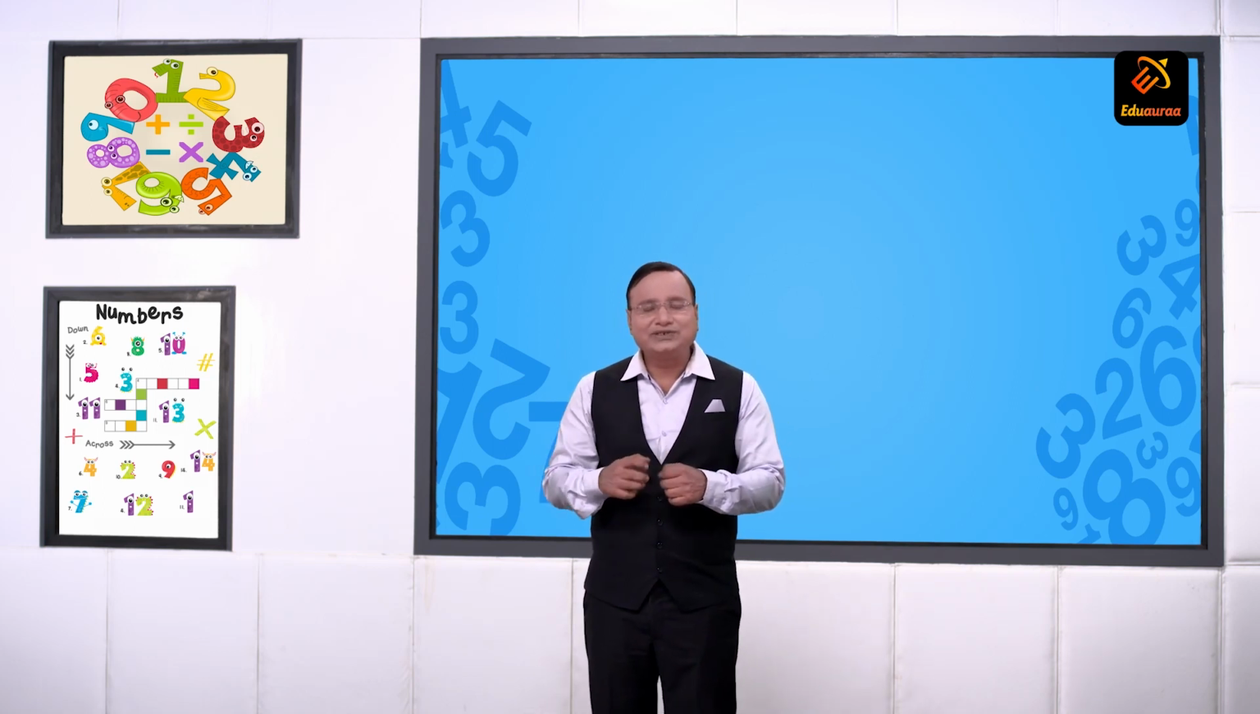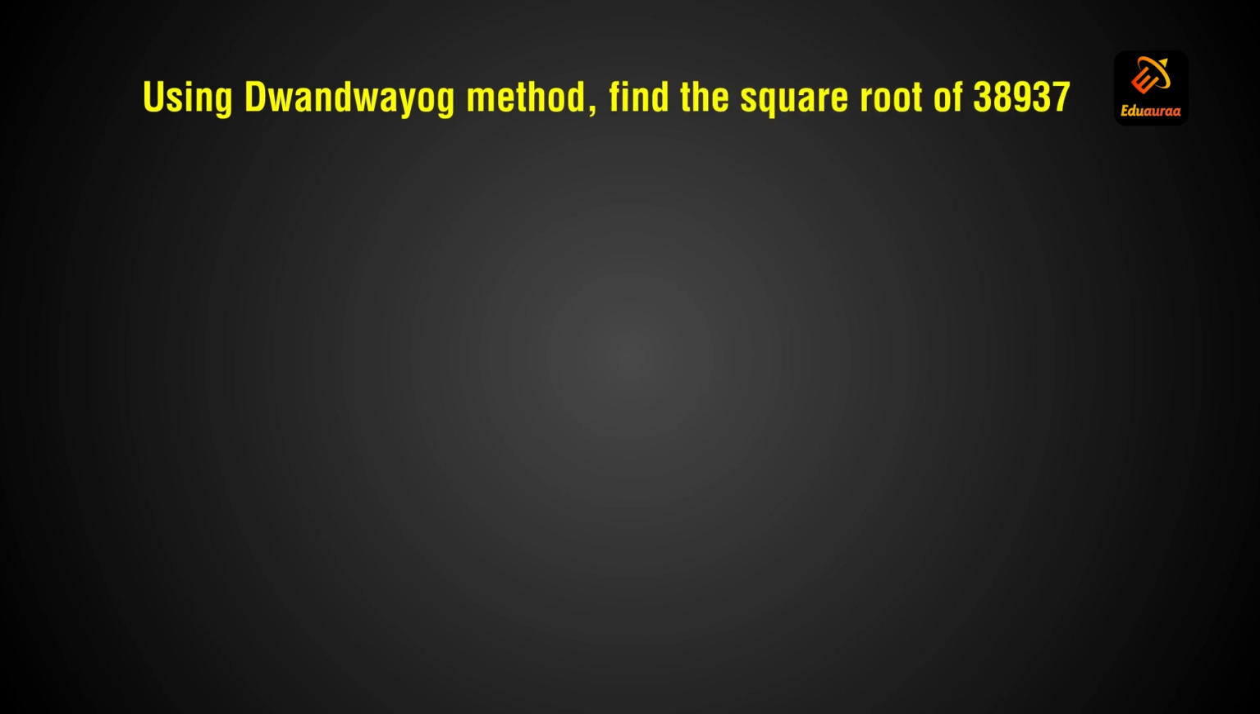Next we'll look at the Dwanvi method of finding the square root. The first one was the division method, the conventional method. Now we'll look at the Dwanvi method, which basically has the same principle as the earlier method. So look at this through an example. Find the square root of 389376. Now what do we do?